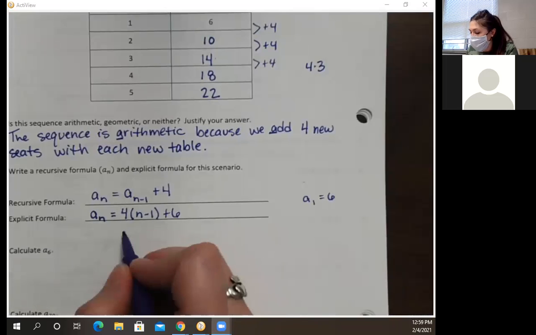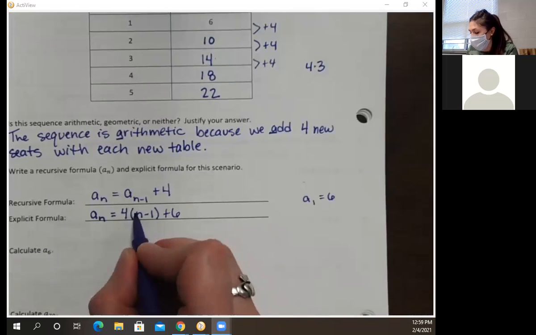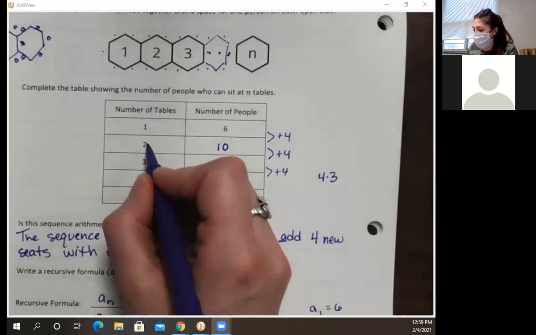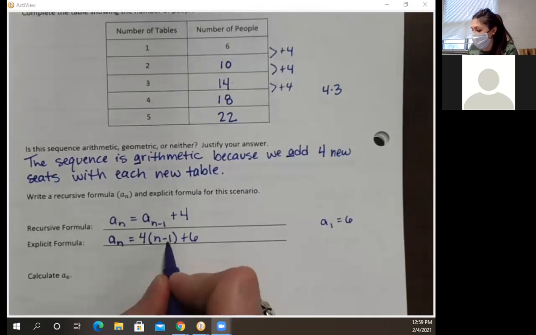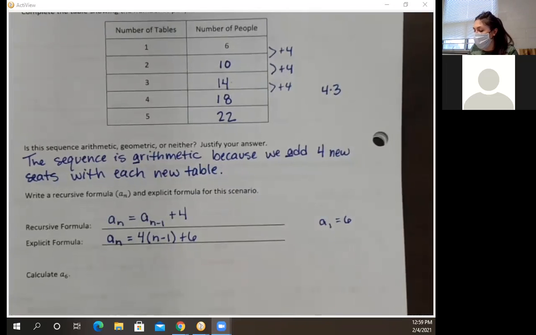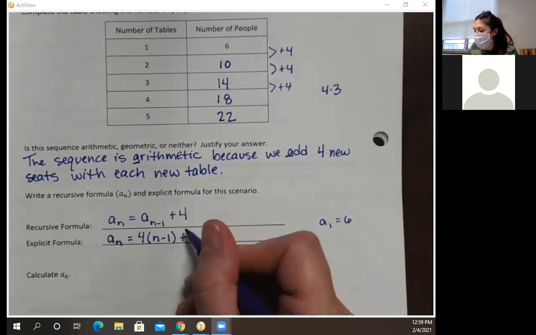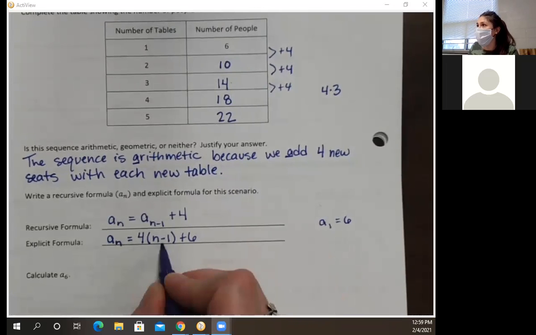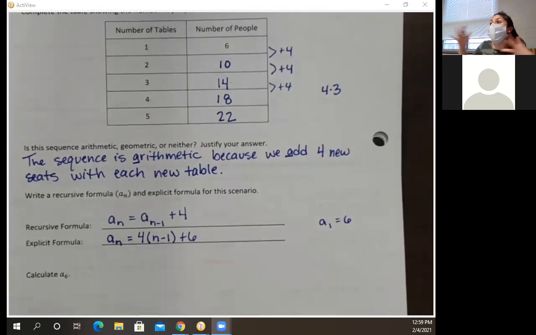So if we add another table for our second term, we would plug 2 in here for that second table. 2 minus 1 would be 1. So we're going to add 4 one time. If I want to add 20 tables, or I want to figure out how many people I can seat at 20 tables, that means we've got our original table of 6, and then we're going to take 4 times 20 minus 1, which would be 19, since we're adding 19 new tables. Multiplication allows us to represent that repeated addition.